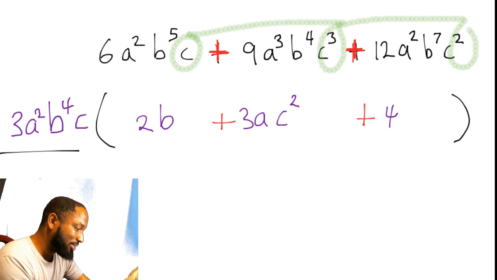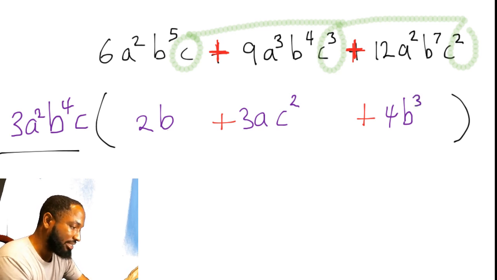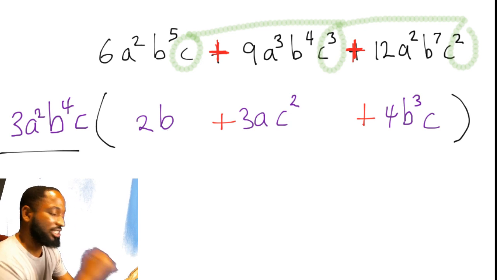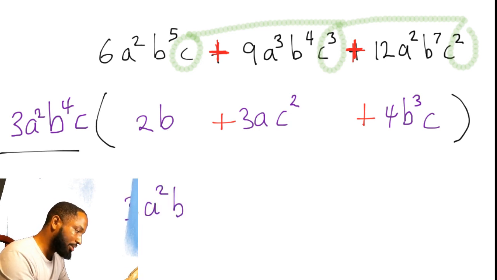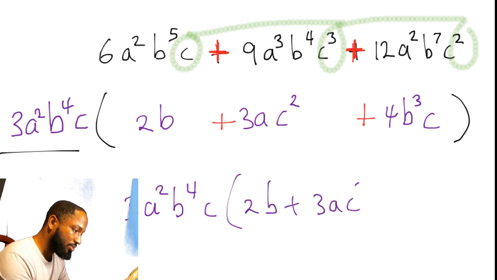So what we need to put here is actually B to the power of 3, right? 3 B's are missing. And here we're missing a C. So this is your final answer. The final answer is 3A, 3, so you can double check, A squared B to the power of 4 C into 2B plus 3AC squared plus 4B cubed C.